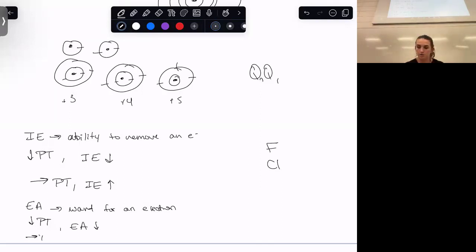As you go across a periodic table, if we think about fluorine, that's a really, really small atom that's only one electron away from being like a noble gas. Do we think that wants an electron or not? It does. So going across, what happens to our electron affinity? It also goes up. Okay, so those two trends are the same, but they just mean slightly different things.